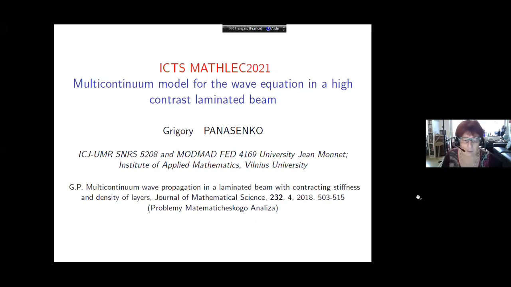So the next speaker is Professor Gregory Panasenko, who is internationally known, so he need not really be introduced, but anyhow, I will say a few words for the young people also. He is a distinguished professor of the University Jean Monnet in Saint-Étienne, France. He's also, it seems, in the Institute of Applied Mathematics in Vilnius. He's at several research institutions. He got a medal from the USSR Academy of Sciences in '86.